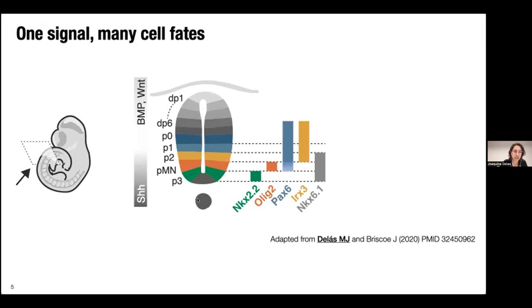single signal here in the ventral side, Sonic Hedgehog gets secreted, and at different distances from this source, different cell types get specified in these stripes that I've colored, which are called domains. So these are different neural progenitors that would generate very different types of neurons when they differentiate. So for example, PMN are progenitor motor neurons, which will generate motor neurons that are necessary for innervating muscles. Whereas right next to them, P3s get specified, which will later generate V3 interneurons, which are required for locomotor coordination.